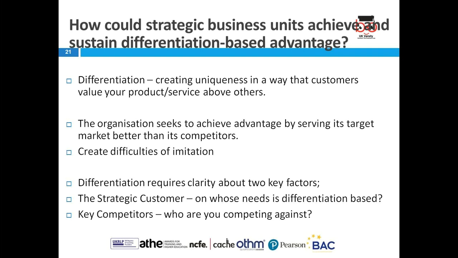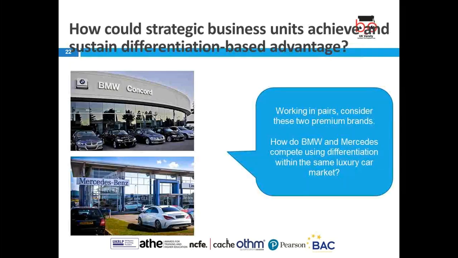Differentiation requires clarity about two factors: the customer, who they are, and whether differentiation is based on the user, on the price, or on what. And key competitors, who they are and who is competing against us. So think about how this strategic business unit could achieve sustainable differentiation. Think about BMW and Mercedes. Working in pairs, of course we're not doing pairs, but we can think about it individually as well, and we can answer this question.